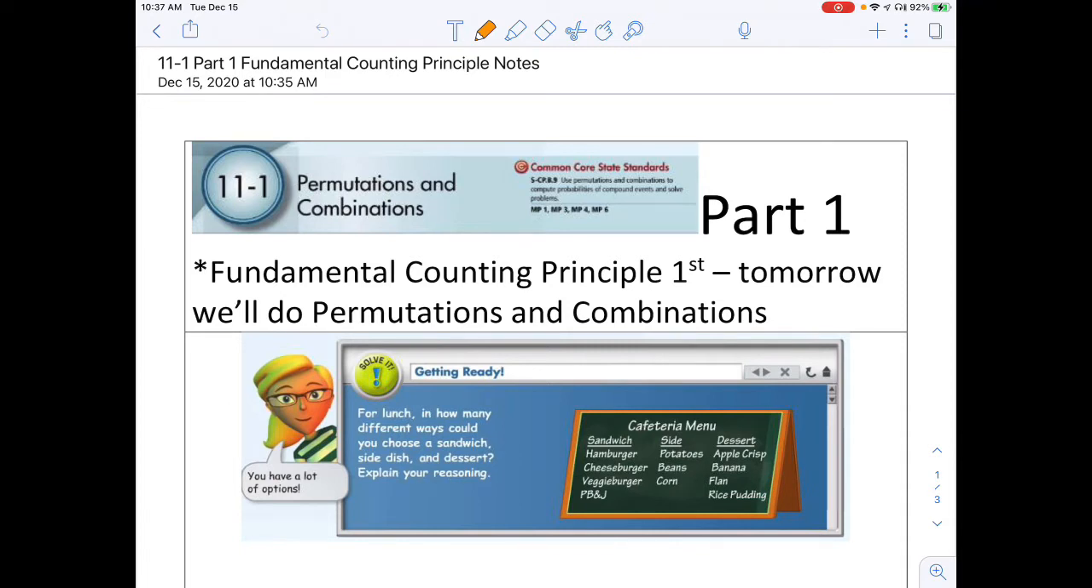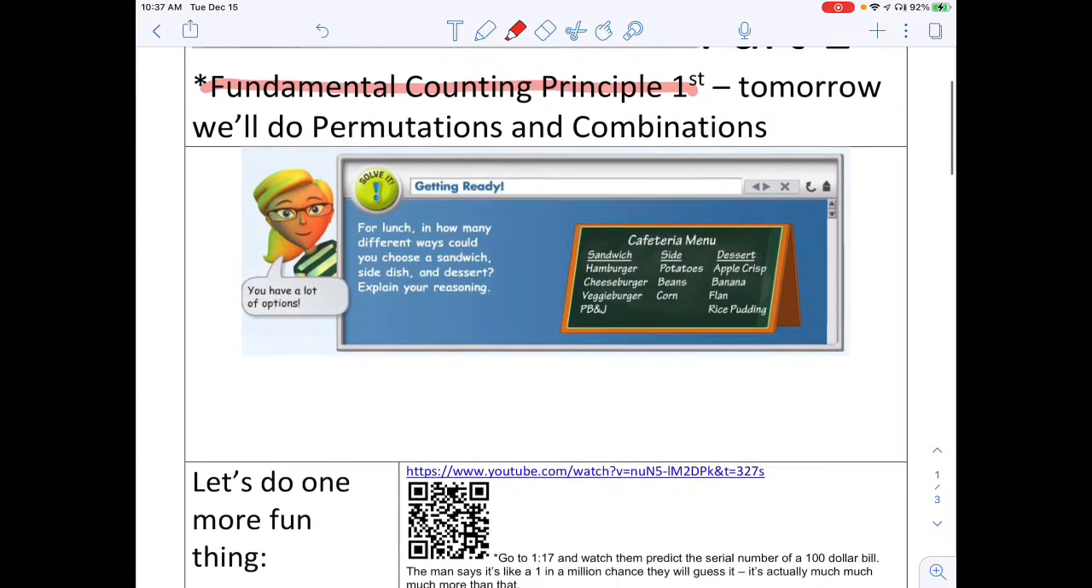Like I said, 11-1 is actually about permutations and combinations. However, we're not ready for that yet because I want to make sure that I review something called the fundamental counting principle with you first. So let's talk about the fundamental counting principle.